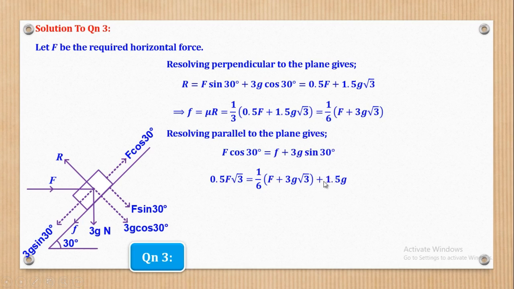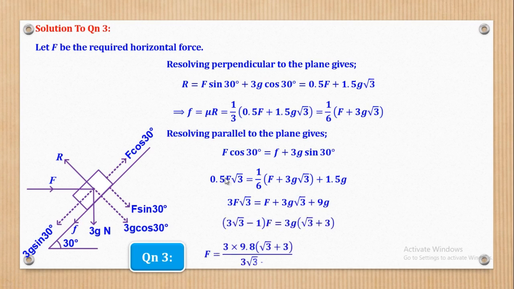Now I think you realize that we have only one unknown, which is capital F, because g is a constant. So you are going to look for ways of making capital F the subject, and when I make capital F the subject, I come up with capital F being equal to 33.1547 newtons, and basically that was the horizontal force that was required. Now let's see how much can be awarded.